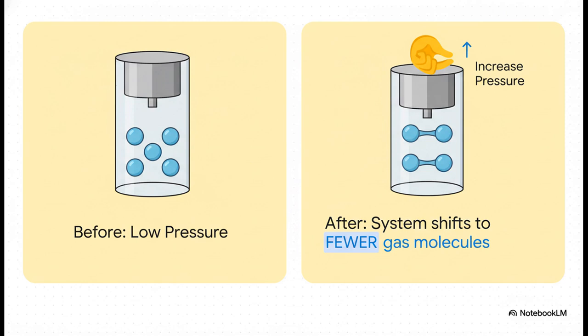If you increase the pressure, you're squashing everything into a smaller space. So the system will try to reduce that pressure by shifting to whichever side has fewer gas molecules. And if you decrease the pressure, it'll do the opposite and shift to the side with more gas molecules to try and fill that space.